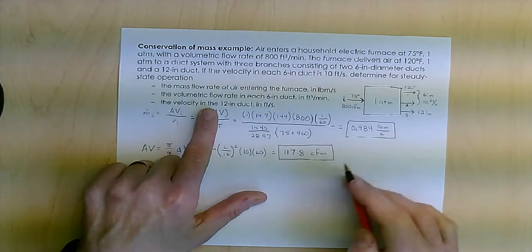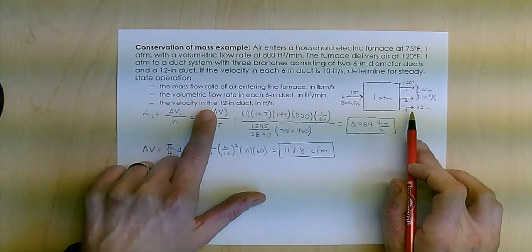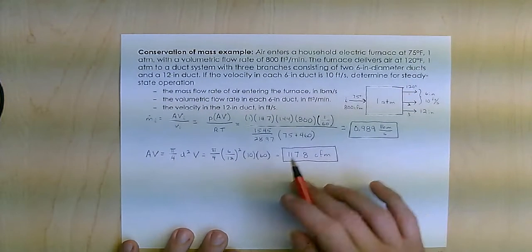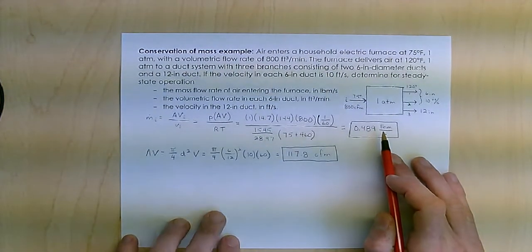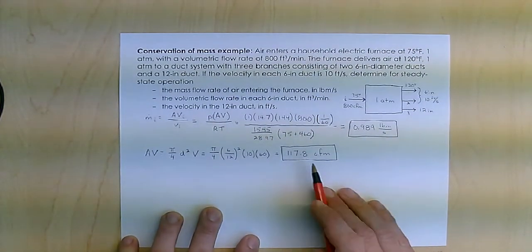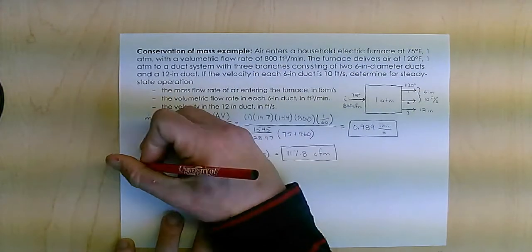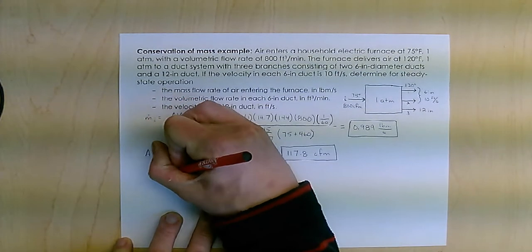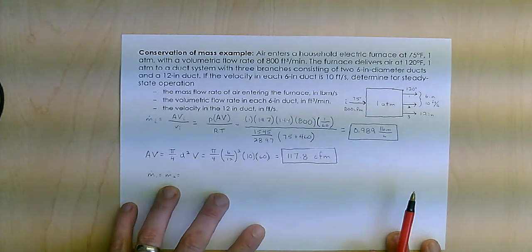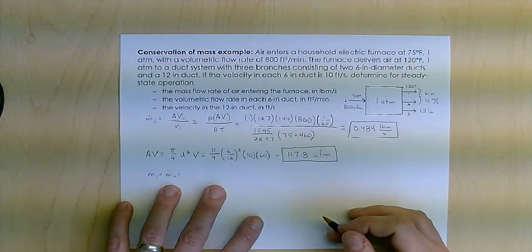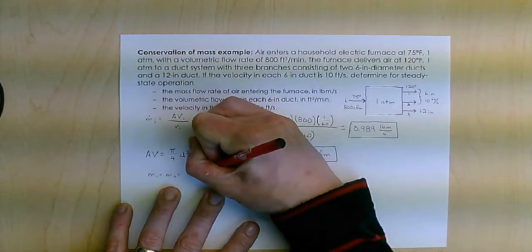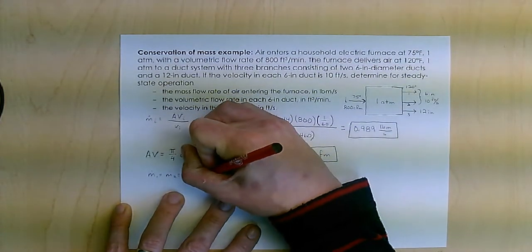Okay, now I want to find what's going on in duct 3. So what I'm going to do is set up my conservation of mass equation. Now that I have my volumetric flow rate, I'm going to calculate this mass flow. This would be mass flow 1 and 2. I'm calling those ducts 1 and 2, which again, just like before, is going to be PAV over RT.